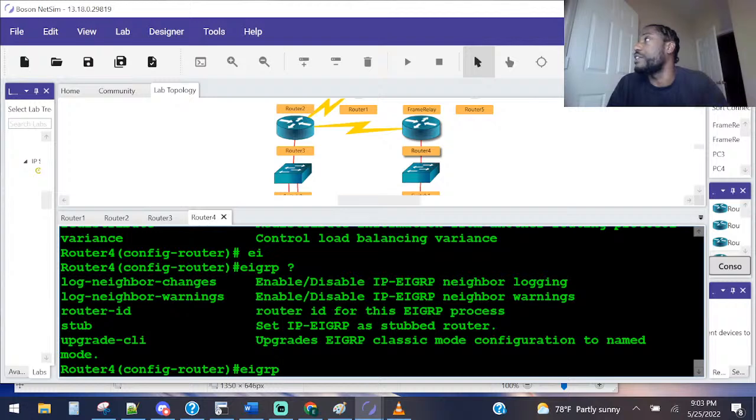First, you have to create the keychain. That's what it is. And that's what they said too. Use a keychain of CCNA-chain, a key of 1, and a key string of boson.